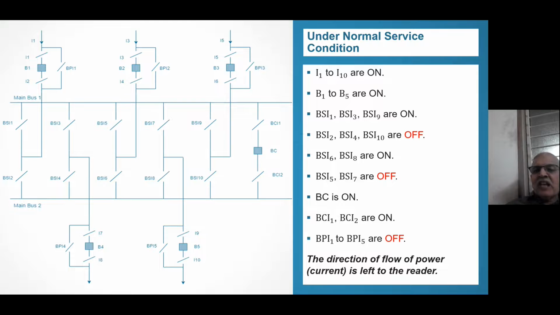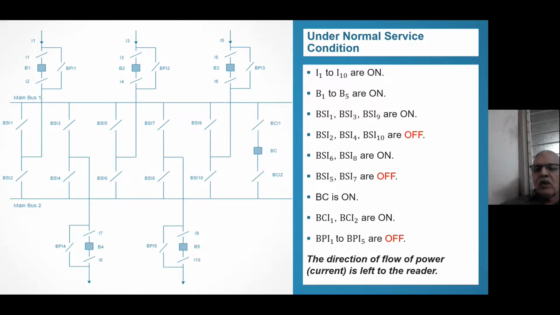BSI1, BSI3 and BSI9 are on. Zara dekh lo. BSI1 because we are taking power to bus 1. BSI3 that is on because that we are BSI1, BSI1, BSI3, that is probably wrong.